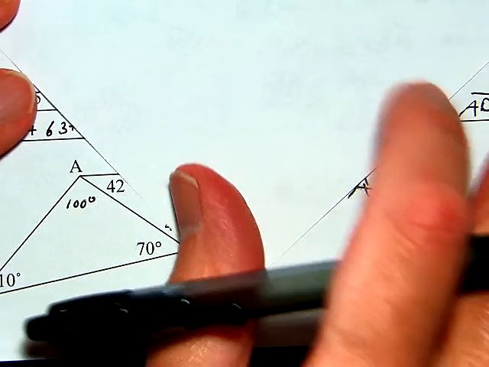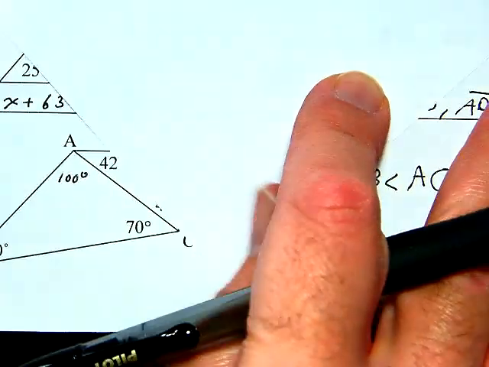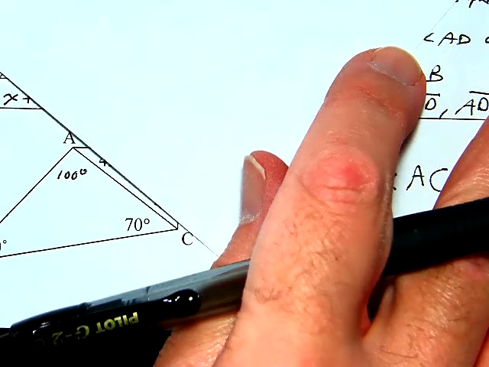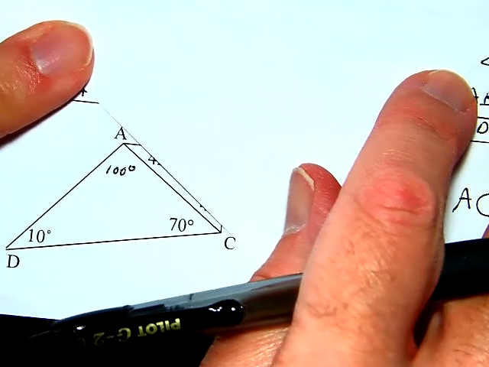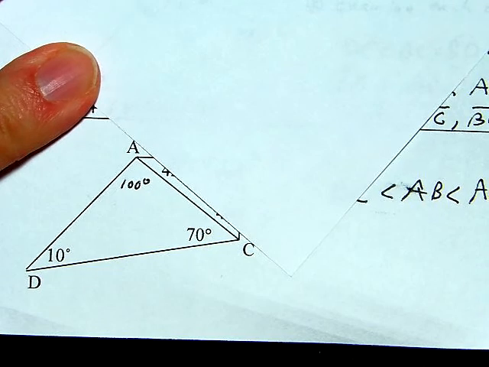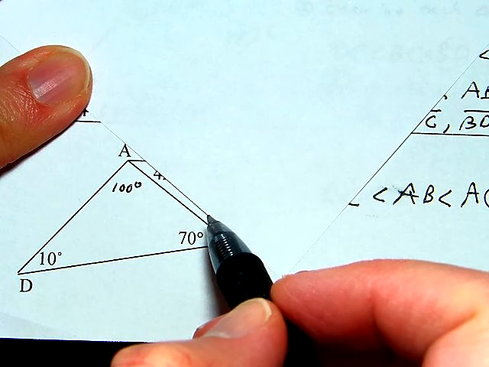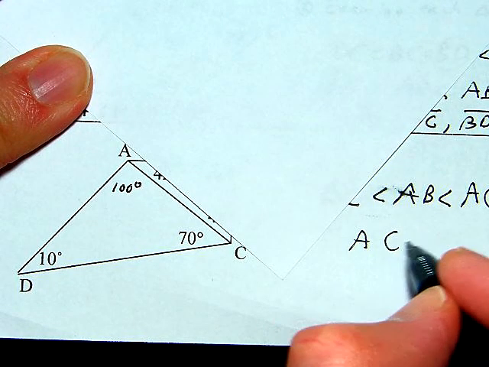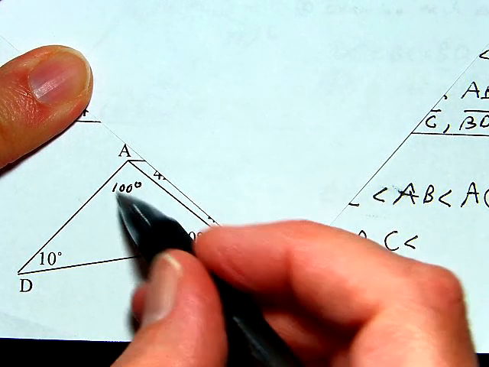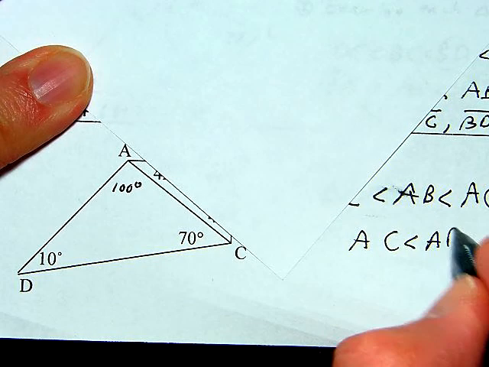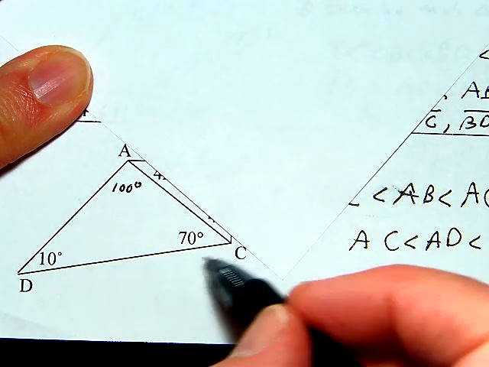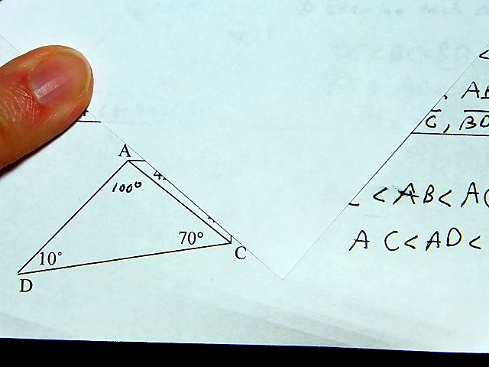Now let's go ahead and look at how to make a chain of inequalities from our other triangle. So I'm covering this one up, and I've got to start with the smallest side here, which is going to be opposite the 10-degree angle, which is AC. And the next larger angle is 70, which is opposite AD. And finally, the largest angle is opposite DC, so that is the largest side.